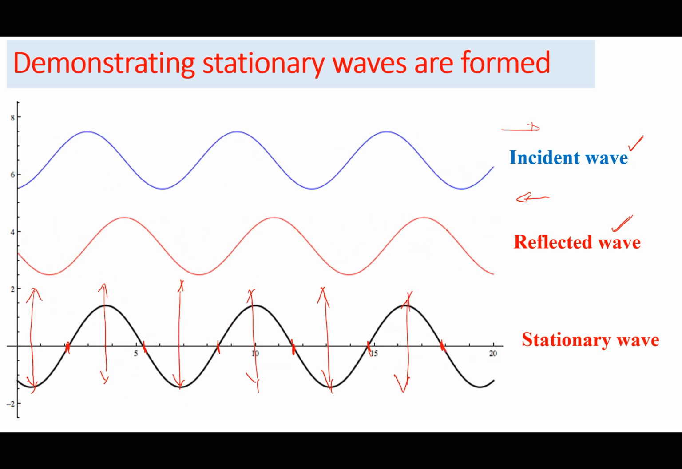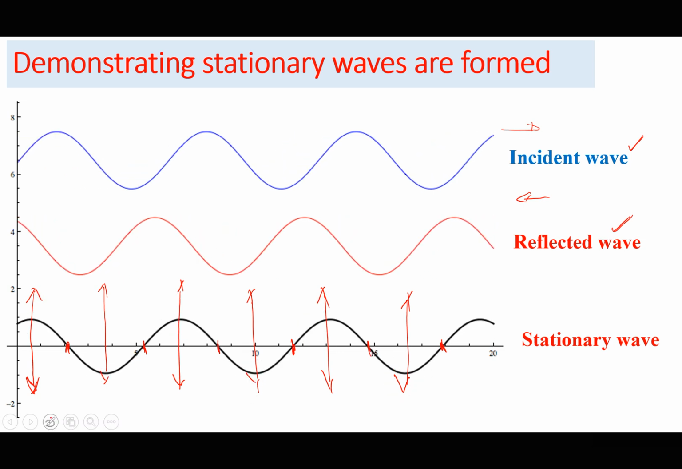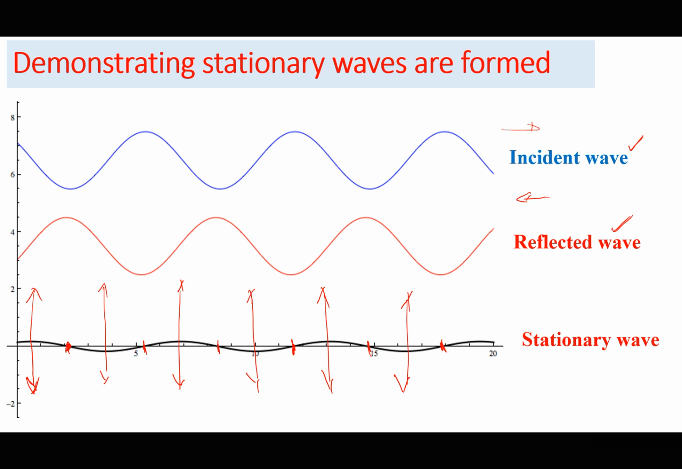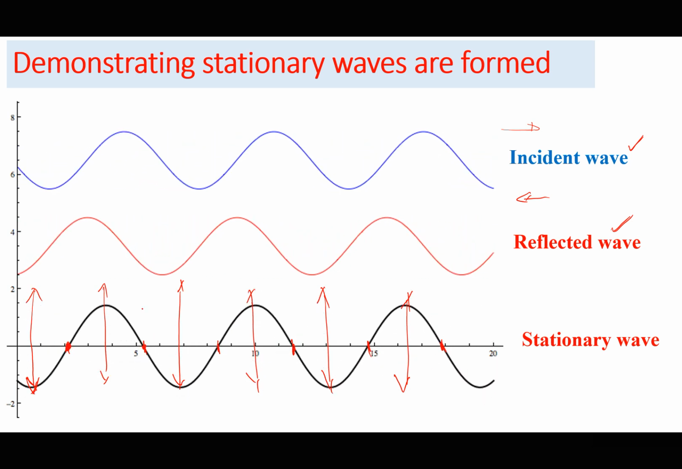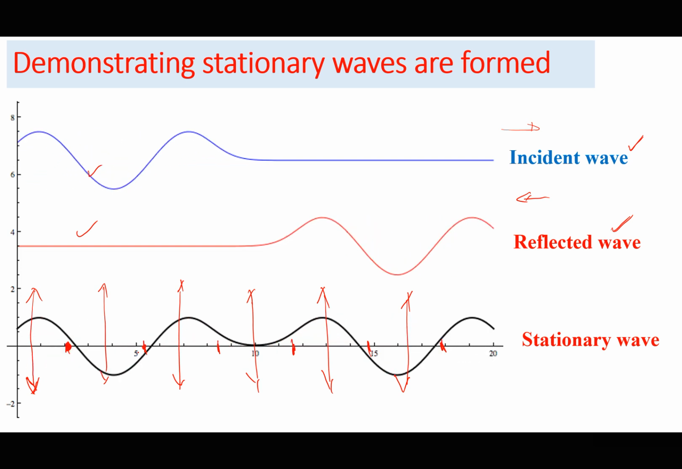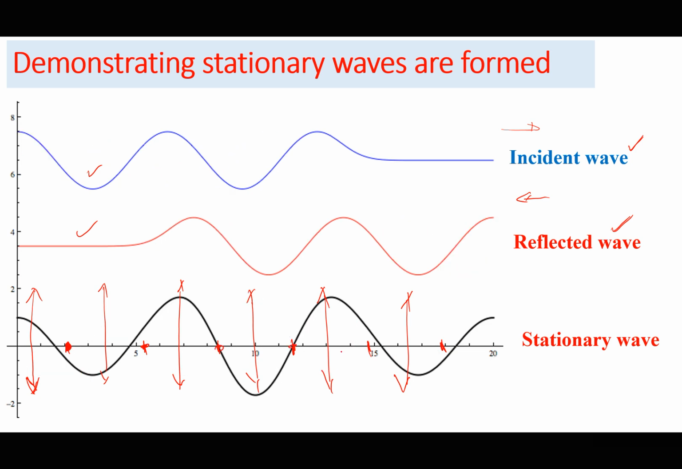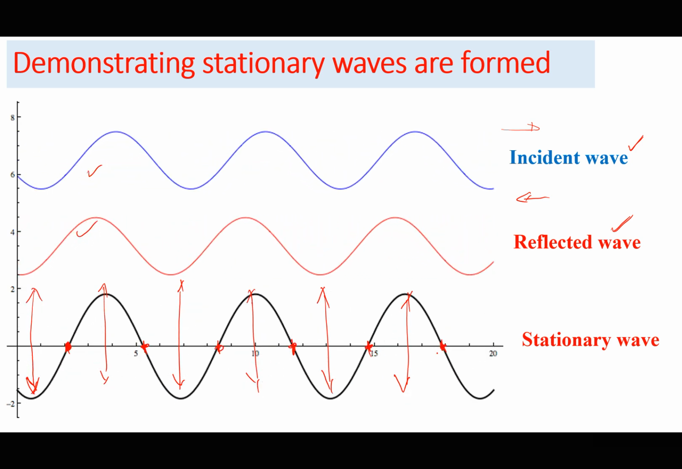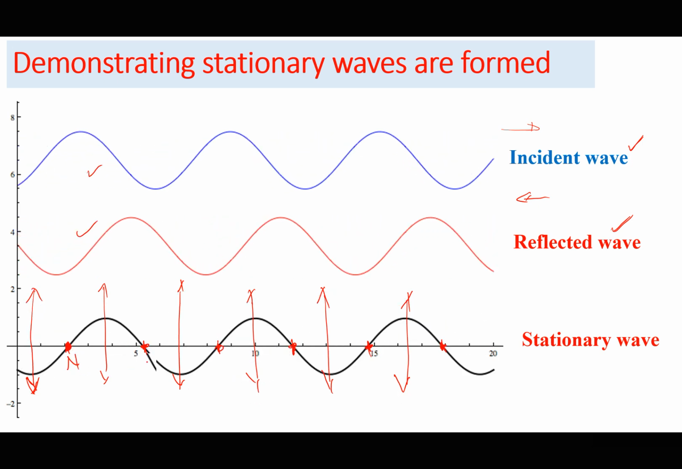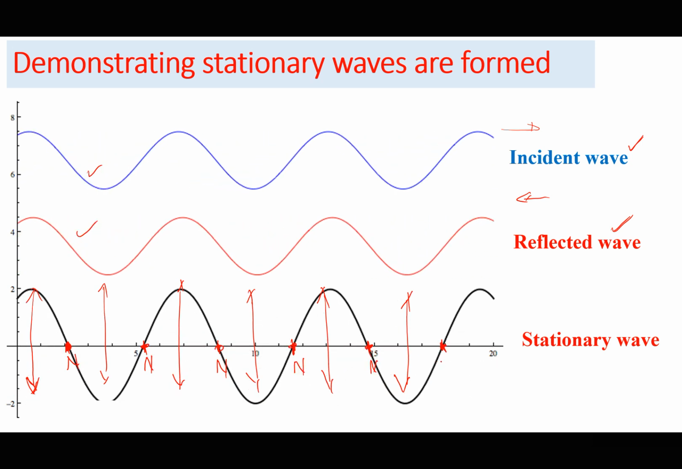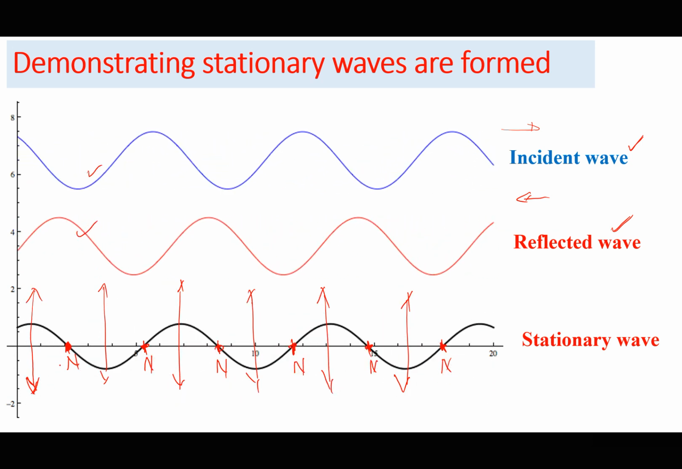So there is this point here where particles are always vibrating with the maximum amplitude, and there is this point here where the resultant is always at rest, even when these two waves are combining, when they are meeting. These points where the particles are always permanently at rest when the two waves meet are what we are going to call nodes, a region where particles have zero displacement.